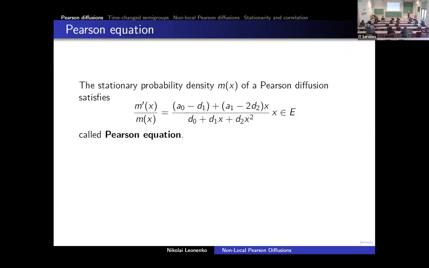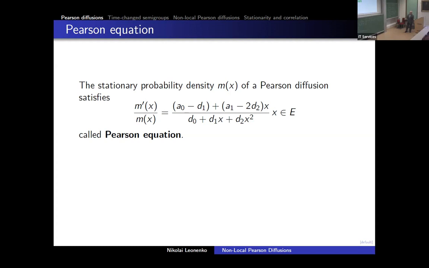And what is more interesting, why we call these Pearson diffusions: the stationary probability density of the diffusion, m of x, satisfies the so-called Pearson equation. By the way, it's very pleasant to use the name Pearson because he was a student of King's College in Cambridge many years ago, of course, more than 100 years ago. It seems he didn't work in Cambridge for a while, but basically he worked in London, King's College. So more than 100 years ago, Carl Pearson introduced an equation to unify all distributions which were known, more or less used up to this time, without any relation to diffusions.